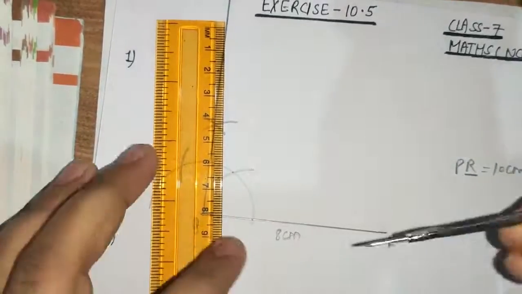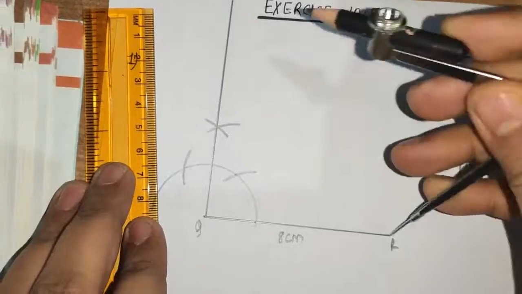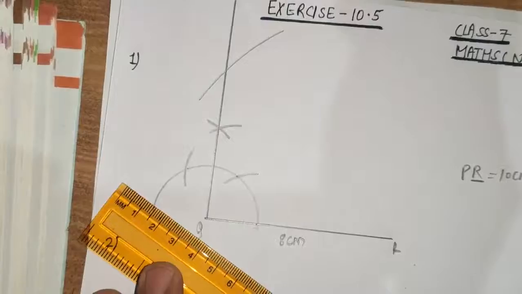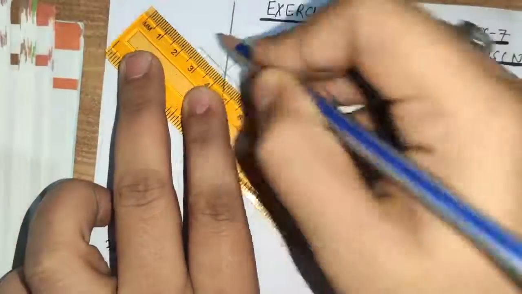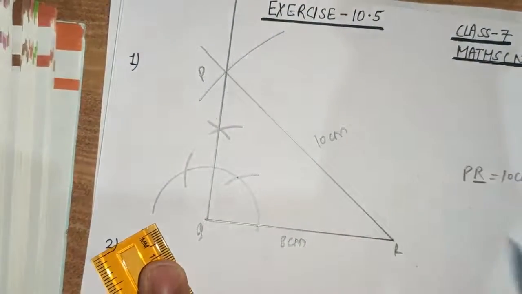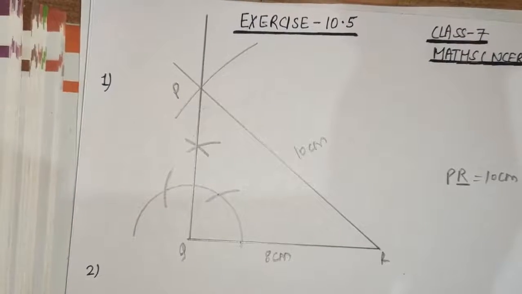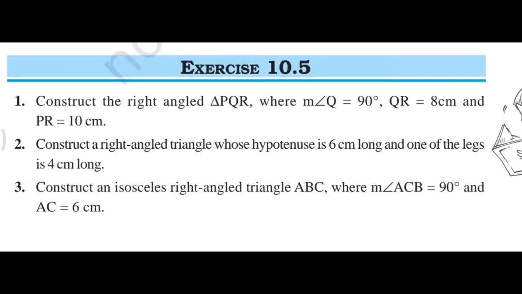And after taking 10 centimeter, one arc from R will be made. And this arc will be joined from R. And this point is called P. And this is 10 centimeter. So this is the method to draw this triangle. Draw it properly.